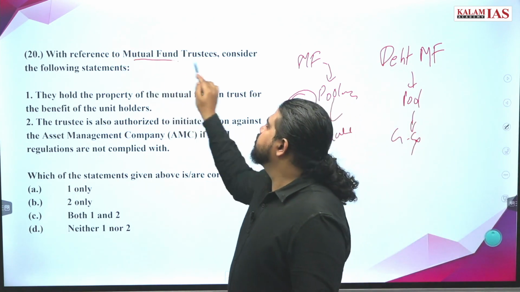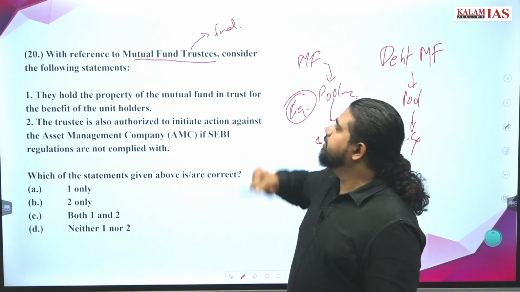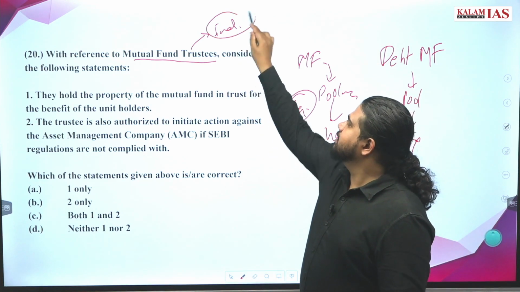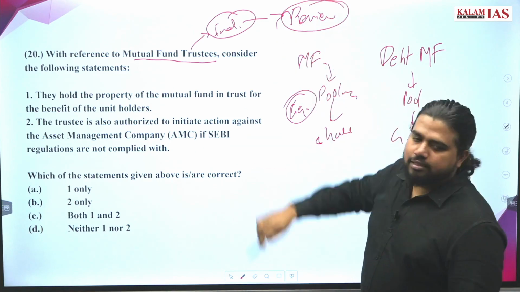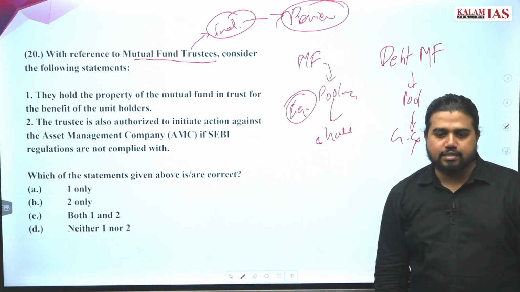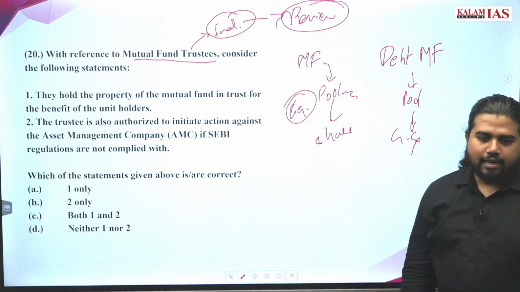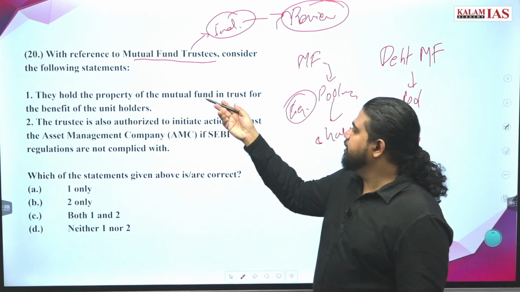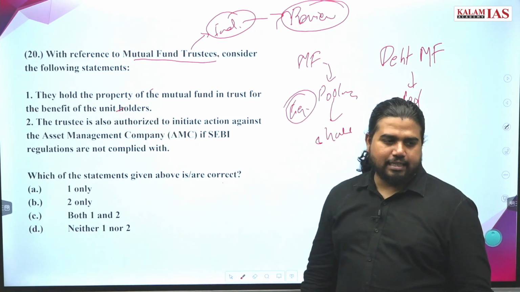Now this is about mutual fund trustees. Mutual fund trustees are an independent group of people or independent directors appointed by the mutual fund companies. What they do is review the working of this mutual fund, where the fund is invested. Is the fund invested in the best interest of the investors? This will be reviewed by these mutual fund trustees. And they have a wide range of powers also. So first statement, they hold property of the mutual fund in trust to benefit the unit holders. Fairly, it is a correct statement.